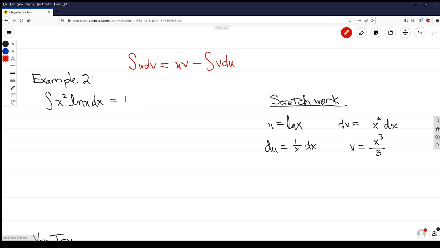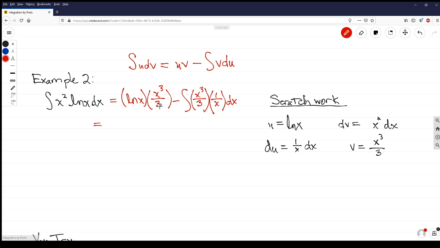All right, so that gives me the natural log of x times x cubed over 3, subtract the integral of x cubed over 3 times 1 over x dx. All right, we're going to have to do a little bit of simplifying here, I think. So let me work this out.